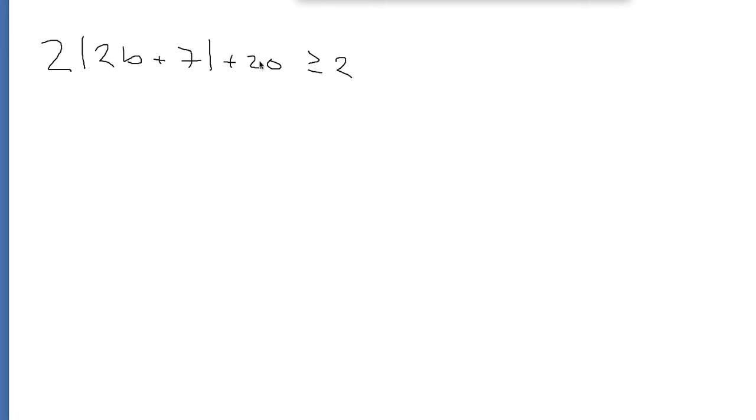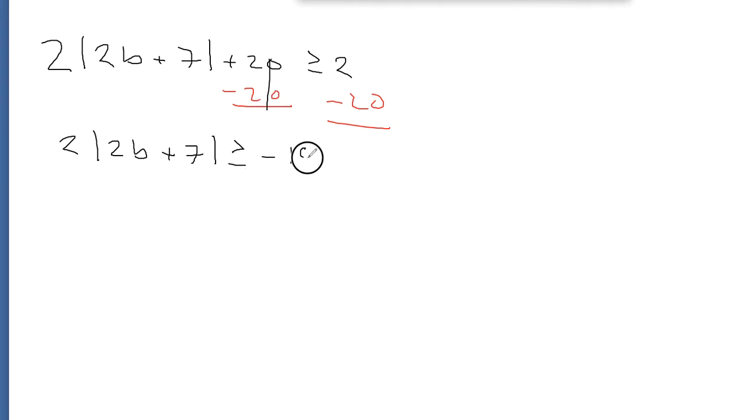So the first thing we would do is isolate the absolute value. So I'll subtract this 20 over. And that's going to give us 2, and then absolute value 2b plus 7. Those cancel out, and then this is going to be greater than or equal to negative 18.